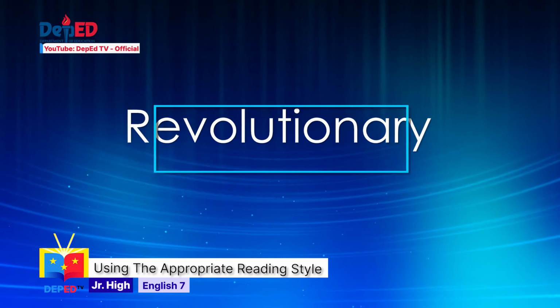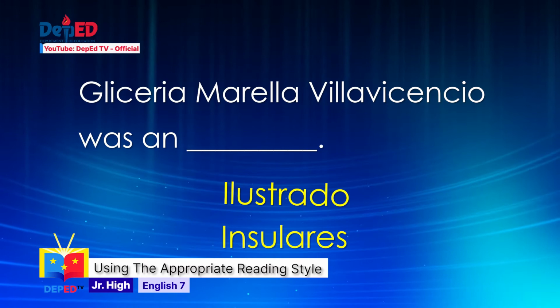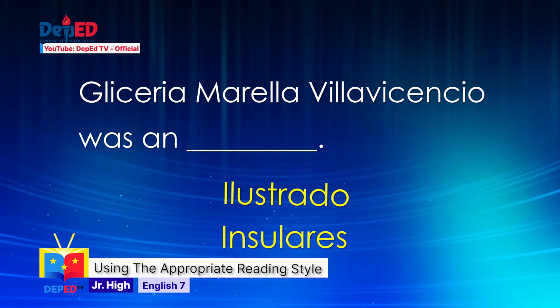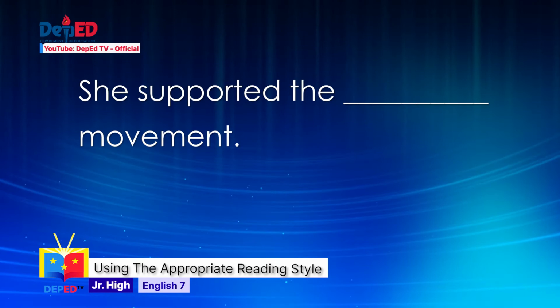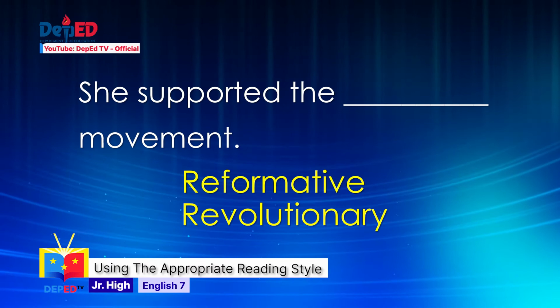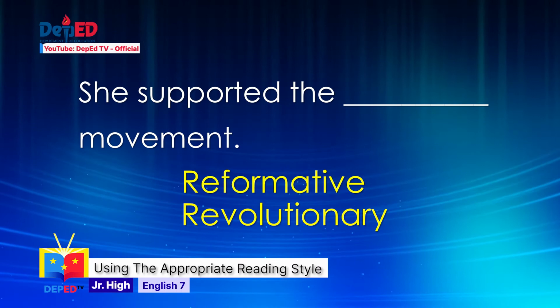Answer this question. Gleseria Marella Villavicencio was an blank. Ilustrado, Insulares. And the answer is Ilustrado. And for the next question, she supported the blank movement. Choices are reformative and revolutionary. And the answer is revolutionary.